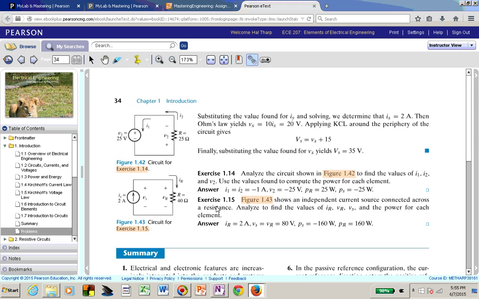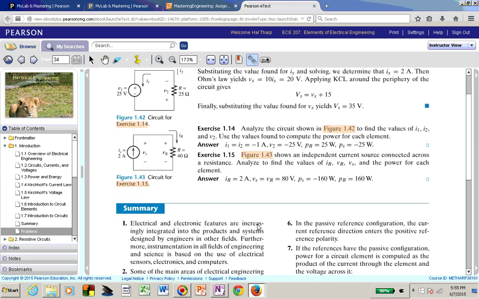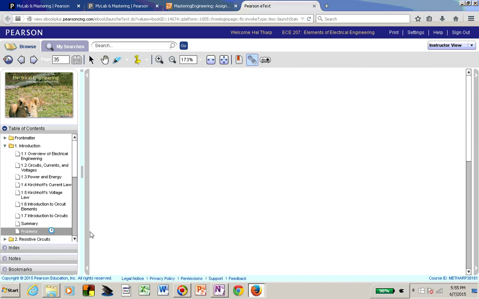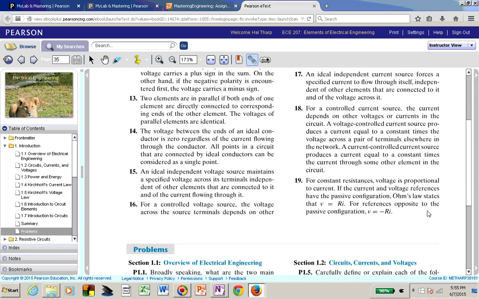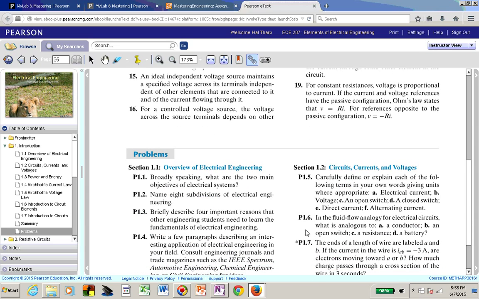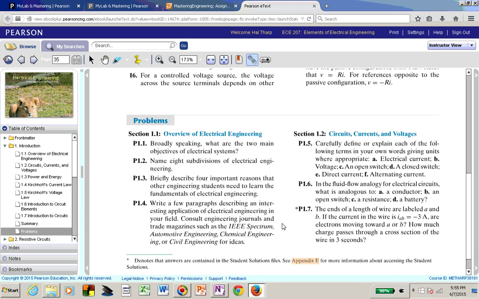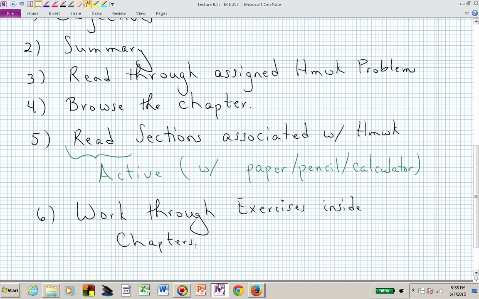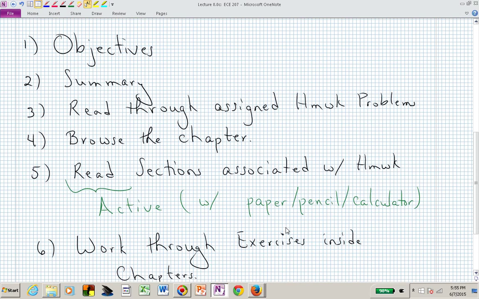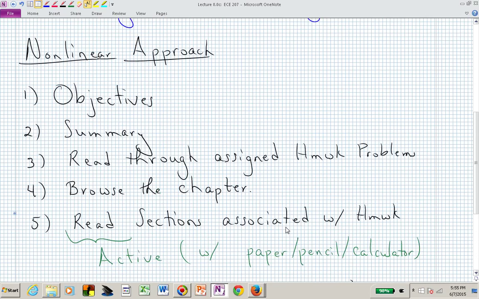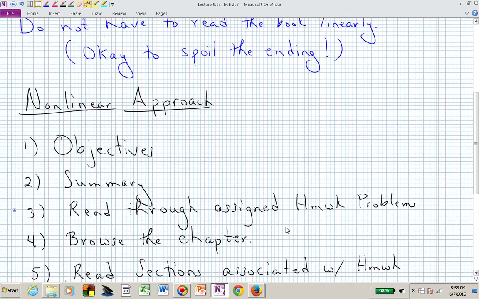And in this class, I'm actually going to assign some exercises, and you will then have access to the answers, which, again, in some cases, some of these problems that I may assign, like if I assigned problem 7 at the end of chapter 1, its answer will be available to you in the student solution files. That then gives you a very brief way of thinking about how you might read this textbook.